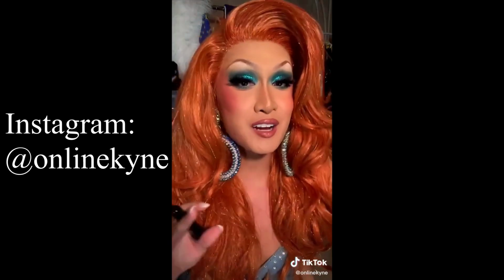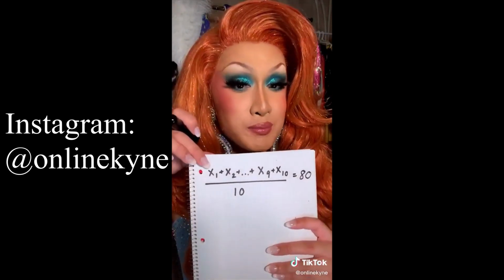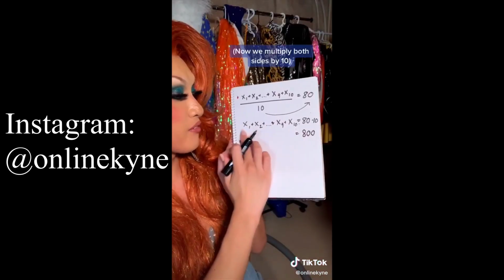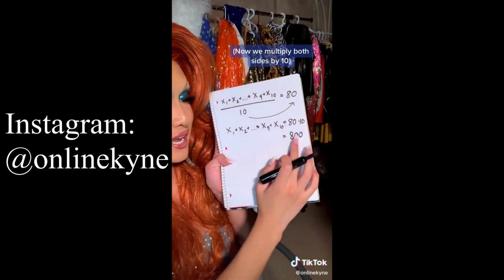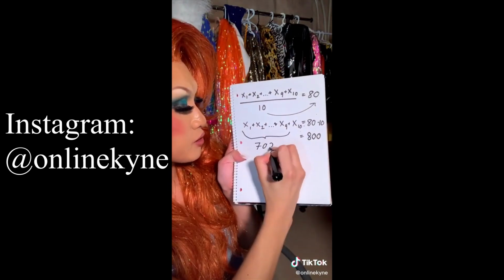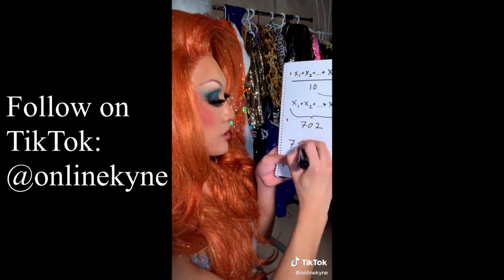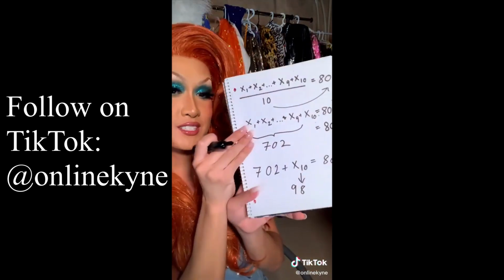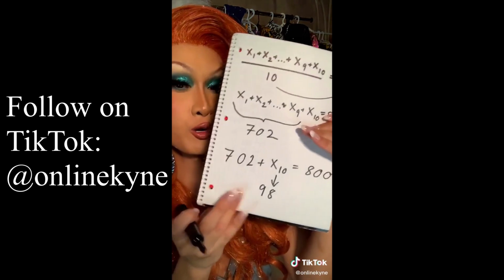If we want the entire class average to be an 80, well, that would be the sum of all 10 test scores divided by 10 equaling 80. Now we know the sum of all 10 test scores has to be 80 times 10, which is 800. However, we already know the sum of the first 9, 702. So now we have an equation, 702 plus the 10th test score equals 800. So the 10th student has to get a 98 or better in order to bring the class average up to an 80.